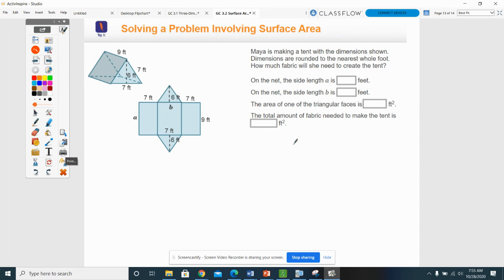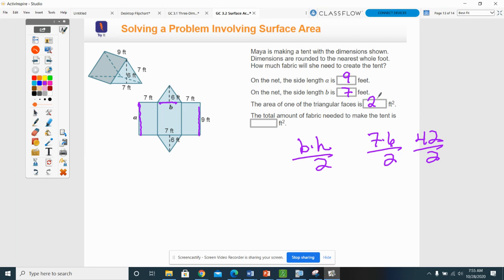Yeah, this one they're going to give us the labels we need. She's making a tent with these dimensions. They want us to round to the nearest whole foot. How much does she need to create the tent? Okay, so what does A have to be here? A has to be the same thing as what's over here, so that is 9. B has to be the same thing that's down here, which is 7. What's the area of one of the triangles? Base times height divided by 2, which will be 7 times 6 divided by 2. 42 divided by 2 is 21.